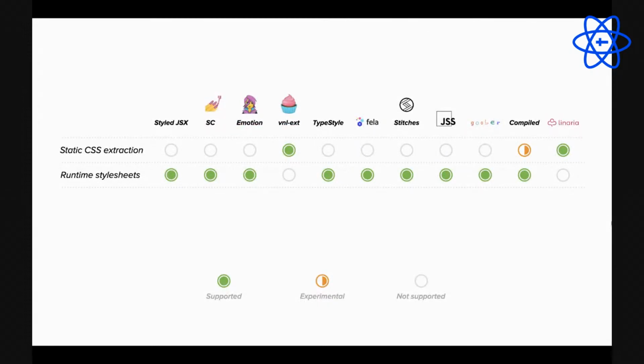So as we can see from this graph, most of the libraries like Styled JSX, Styled Components, Emotion, TypeStyle, Fela, Stitches, Goober, and Compiled support the runtime stylesheets. Static CSS extraction is not that popular. Vanilla Extract, Linaria, and AstroTurf, as far as I know, implement this method, and StyleX, of course, implements it too. Also, Compiled, which is a library from Atlassian, added experimental support, but it's not released yet. So I can see that more and more libraries are starting to tackle this method as well.